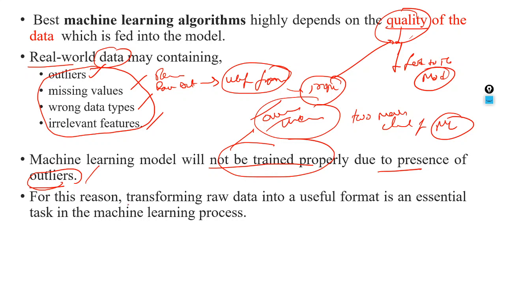For this reason we have to transform the raw data into useful formats. This is a very essential task in the machine learning process. That's why, before you feed the data to the model, it has to be properly cleaned. If in the given data set there are any missing values, duplicates, or outliers, we have to process them properly.